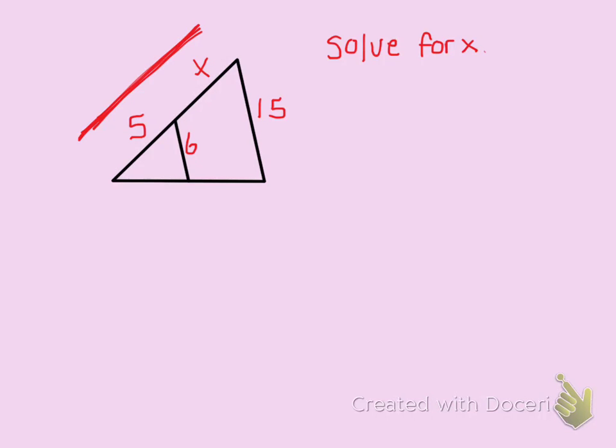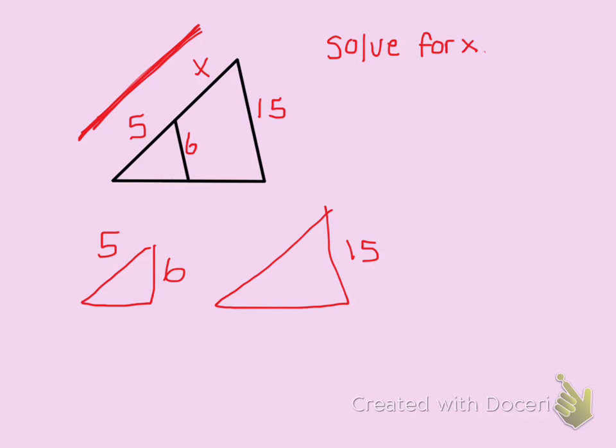So let's redraw it with our small triangle. So I'm going to draw my small triangle first. I know this is 6 and this is 5. Then I'm going to draw my larger triangle. I know this is 15, but I really don't know what this side is. I know that it's going to be 5 plus x, but I don't know what the whole length is.